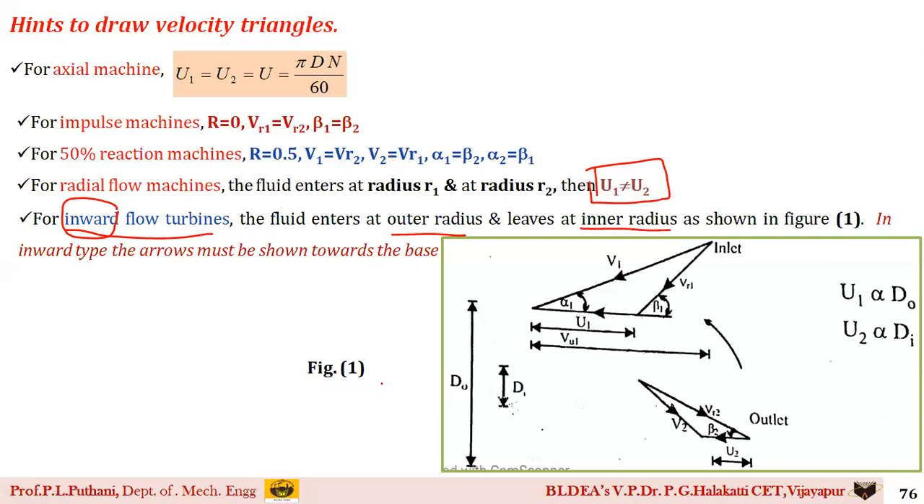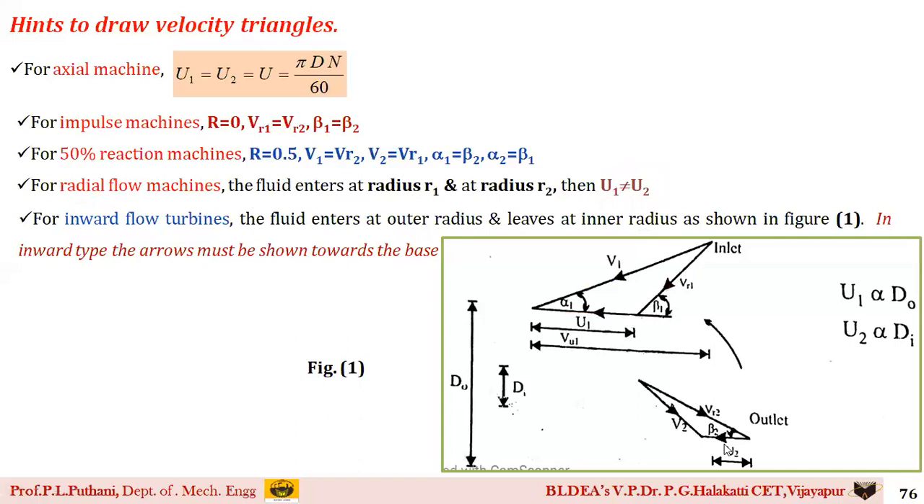This is figure 1. You can see the fluid entering at the outer radius and moving towards the inner radius. So in inward flow turbines, the arrowheads shown along the velocity vectors point towards the base. If you observe here, this is the base of the velocity triangle, and the arrowheads are shown towards the base at the inlet. Similarly, at the outlet also, the arrows must be shown towards the base. This is the condition for inward flow turbines.